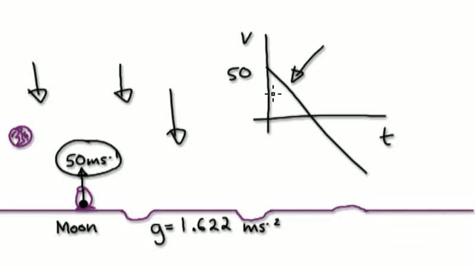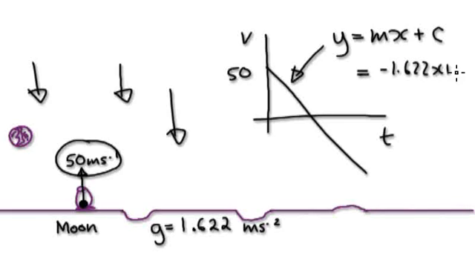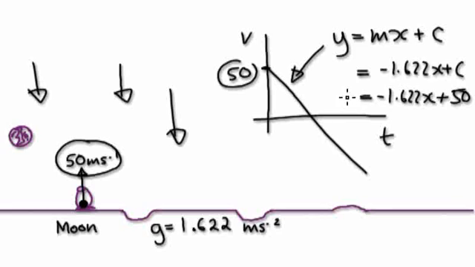So the equation of this line will be, well, it's a straight line, so start with y equals mx plus c. Okay, now you can see that the line has a negative gradient. In this case, it's negative 1.622 x plus c. Now c is the intercept. The intercept here is 50. So let's put 50 into there. Minus 1.622 x plus 50. Okay.